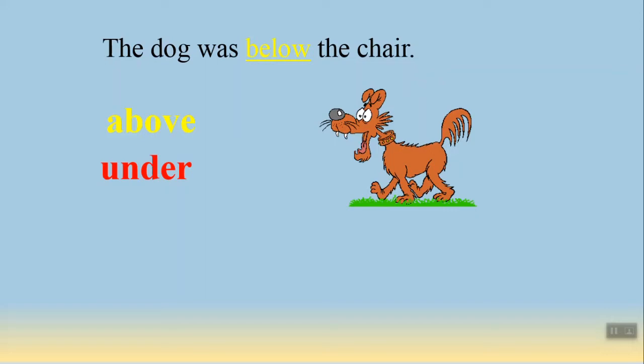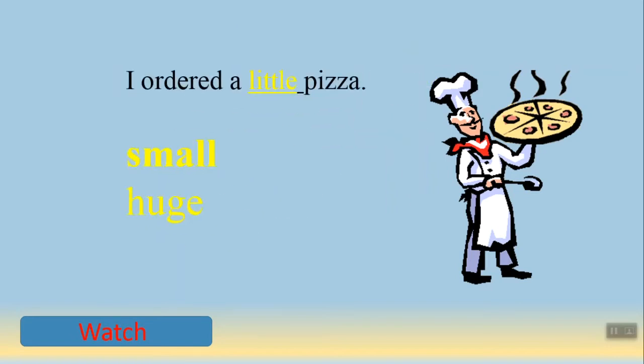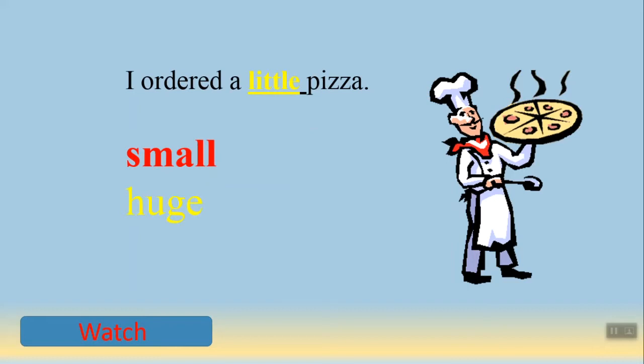Excellent. Now look to the second sentence. I ordered a little pizza. Little here means what? Small or huge? Yes, small. Very good. So small and little also have the same meaning. Now watch the following short video to complete this sentence.